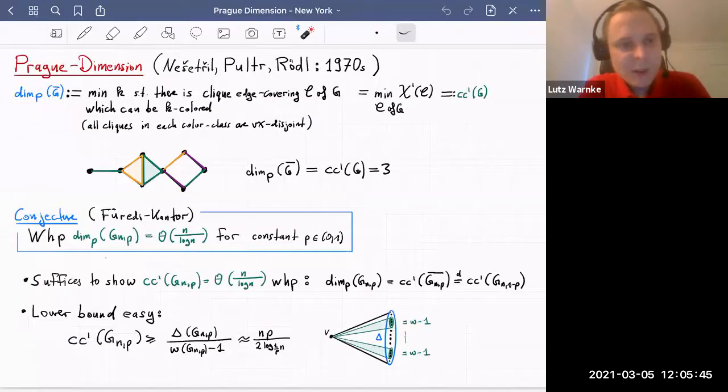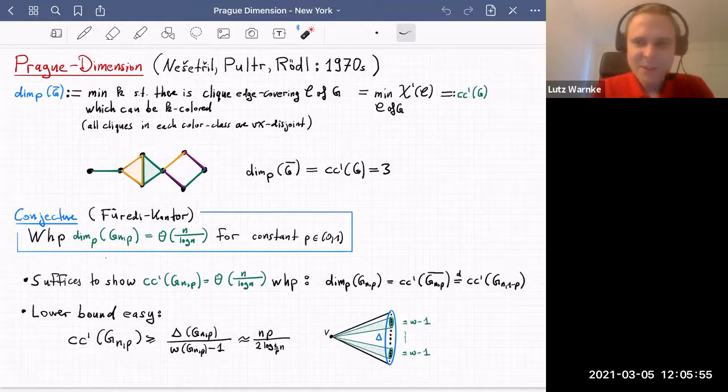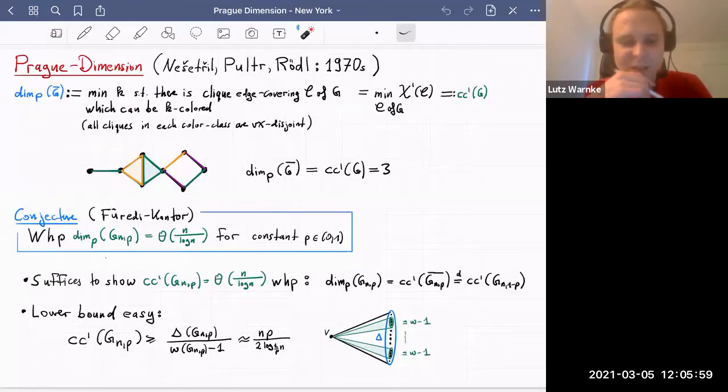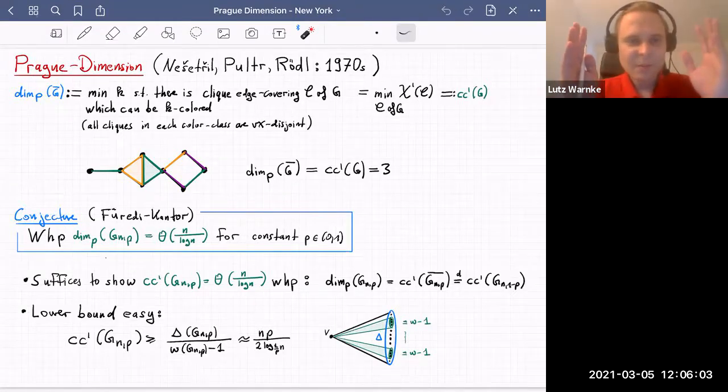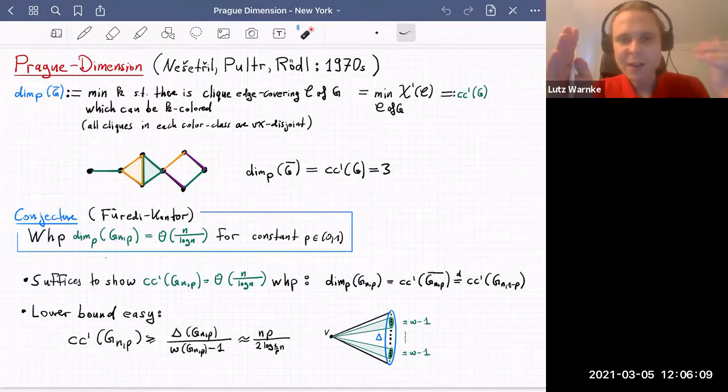Here is one definition, out of many equivalent ones, that I brought for the talk of this Prague dimension. One weird thing about the Prague dimension is that it is somehow easier to define for the complement of G than for G itself. The way to think about it is that I give you the graph G, and your goal is to first find a clique edge covering of the graph. So you need to find a collection of cliques which contains each edge of your graph.